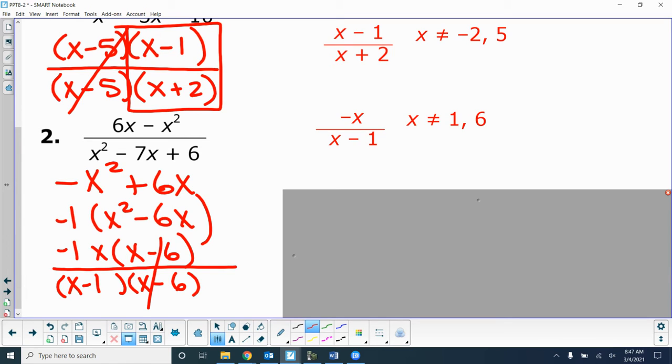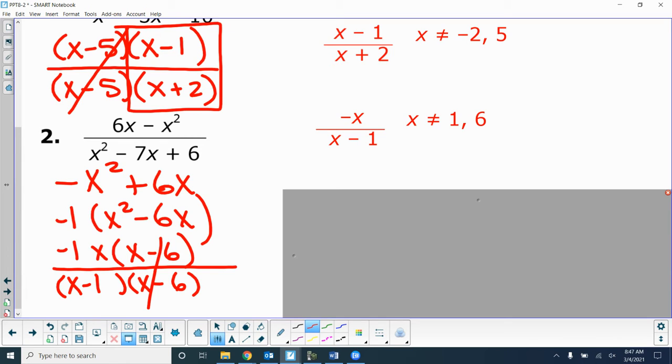Number 6, 2x plus 3 over negative x. X cannot equal 0 or 1/3. 7 is 6x, and there's nothing that will make the denominator 0. So there's no restrictions. And then we jump up to number 18, right?